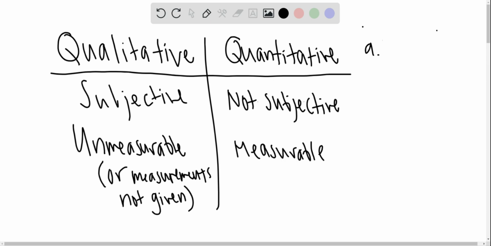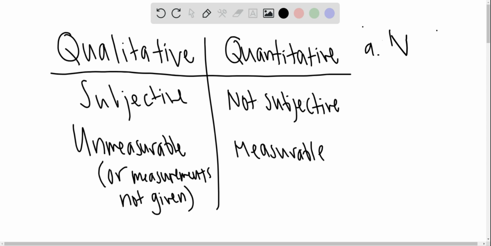The sun is approximately 93 million miles from Earth. Now, when I write out the answer, I'm just going to put N for quantitative and S for qualitative, like subjective and not subjective. So this one would be quantitative because why? They give you a number that you can check and that you can use to prove that this statement is true. It's something that is very measurable, 93 million miles.